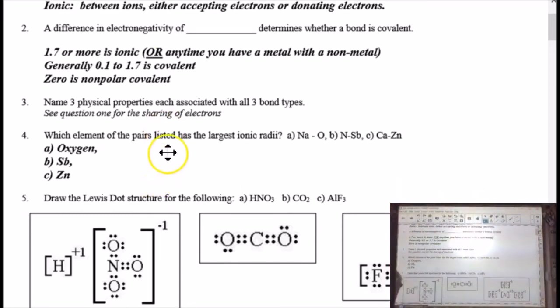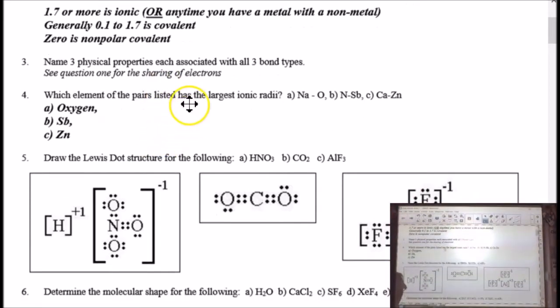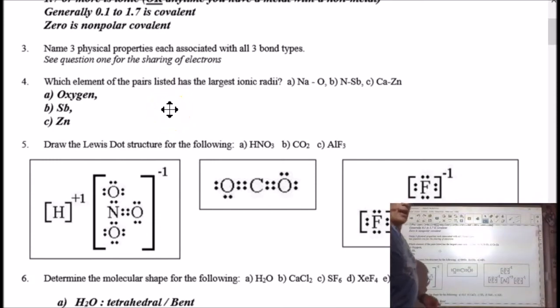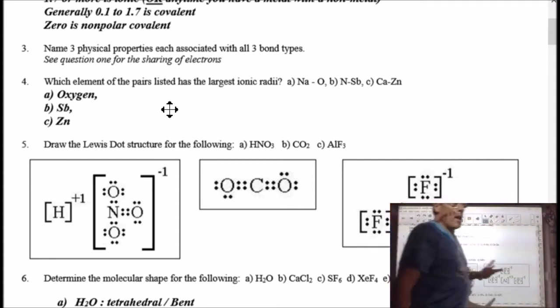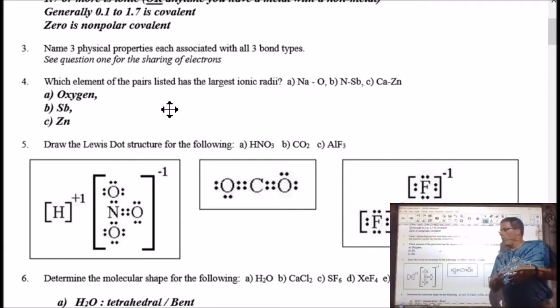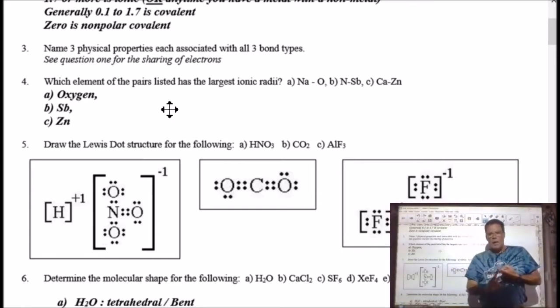Number 3 says name physical properties each associated with all the 3 bond types. We kind of talked about that already. I'm not going to ask you a question about physical properties. It just deals with how well something melts, or the temperature at which something boils. Those are physical properties, things that we can look at from afar and visually observe. If something has strong intermolecular forces, then it has a high boiling point. If it has weak intermolecular forces, it's probably a gas at room temperature. That's what I'm looking for on that question.